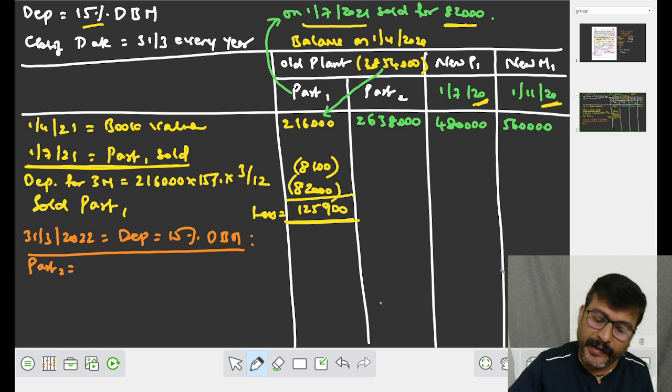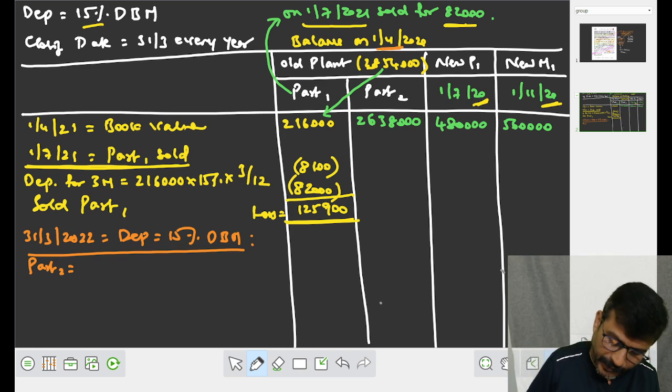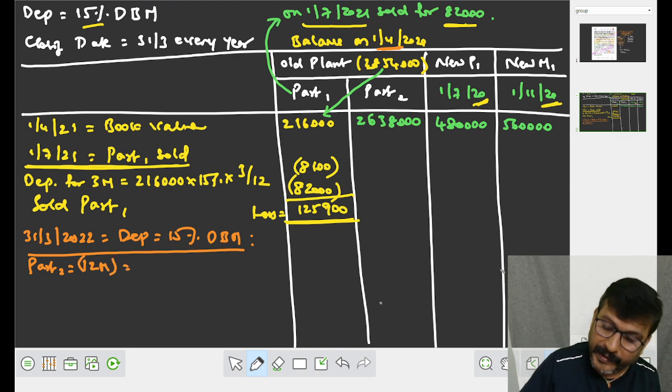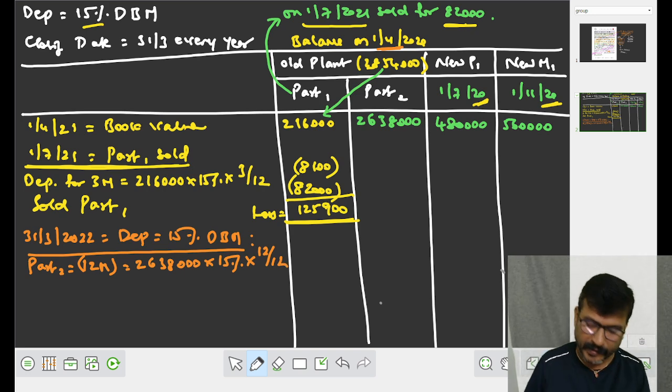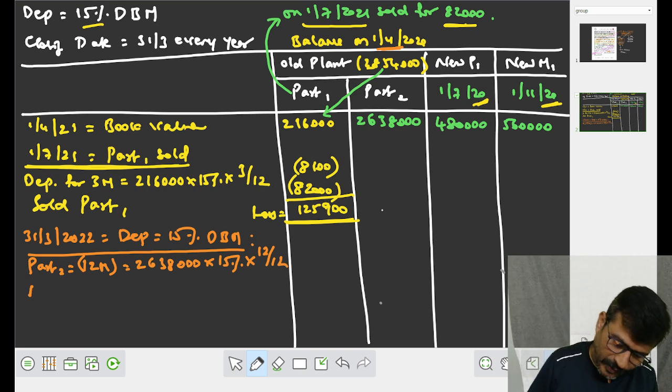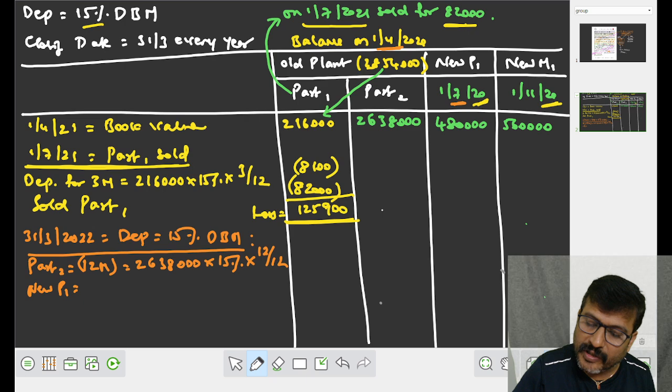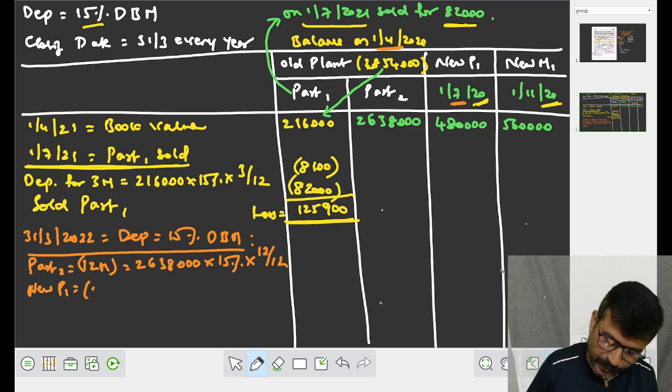Part 2, it is on what date? It is on April, right? Means for part 2 we have to calculate for 12 months. Means 26 lakh 38,000 into 15% into 12 by 12. Then we have new plant 1. New plant 1 is purchased on when? 1st July. 1st July to 31st March.